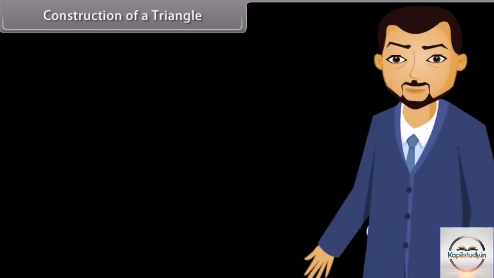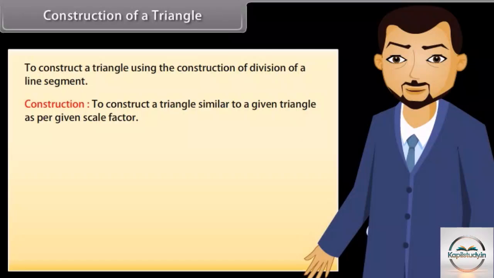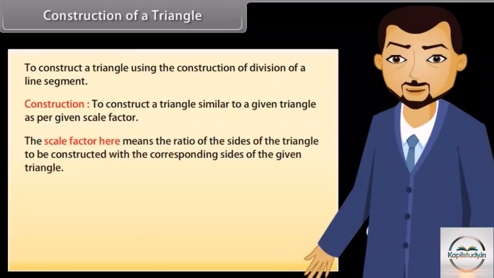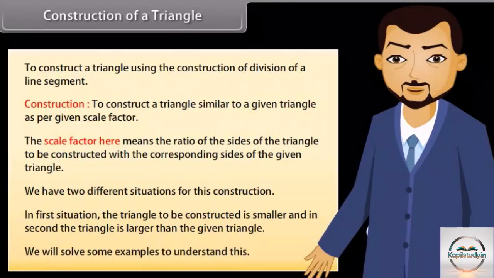Construction of a triangle. We will now learn to construct a triangle using the construction of division of a line segment. Construction. To construct a triangle similar to a given triangle as per a given scale factor. The scale factor here means the ratio of the sides of the triangle to be constructed with the corresponding sides of the given triangle. We have two different situations for this construction. In the first situation, the triangle to be constructed is smaller, and in the second, the triangle is larger than the given triangle. We will solve some examples to understand this.